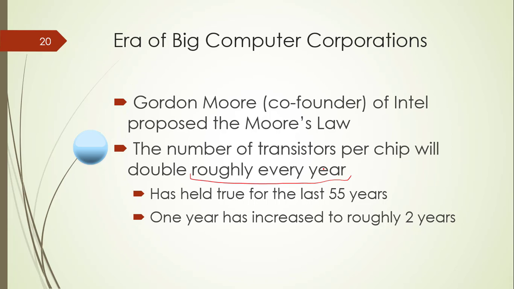For roughly 55 years, till around 2015, it held true that maybe if not every year, then every 1 to 2 years, the number of transistors used to double, right? So it was like an exponential increase, and even though the 1 year increased to 2 years, it just kept on doubling. That is how computers became that powerful, because transistor sizes kept on decreasing.